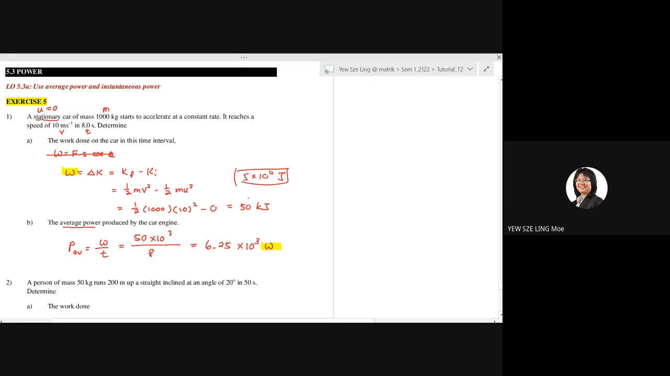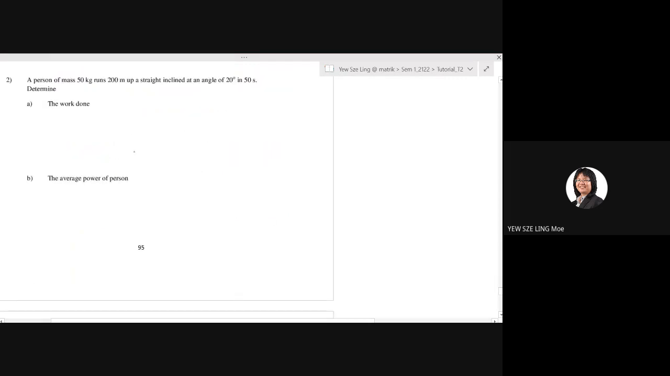All right, now let's look at the next question. A person of mass 50 kg runs up 200 meters up a straight incline. So now you have an inclined plane. The angle given is 20 degrees, and then this is 200 meters, right, in 50 seconds. So this is our s, and then this is the time. Then theta given is 20 degrees.